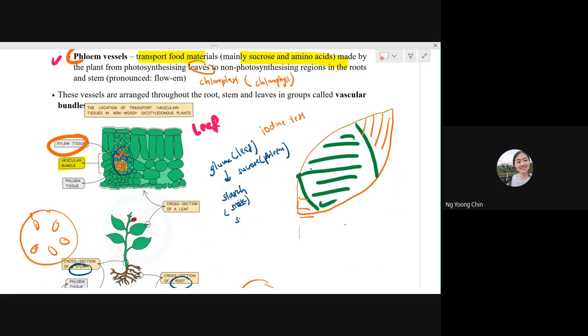What is meant by sink? Sink is a place where the plants store their nutrients. The leaf is known as the source. Source means the site where the plants are able to produce their own food, because photosynthesis is a process which helps the plant to produce its own food.